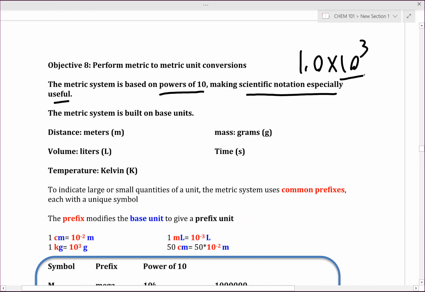Now, the metric system is built on what are known as base units, and there are 5 base units that you will see a lot in this class. So for distance, we're referring to meters. Meters is the common unit of distance. Mass is commonly expressed in grams.